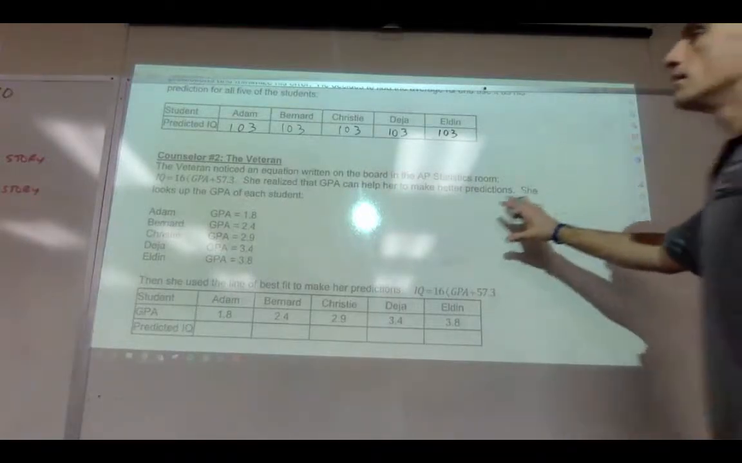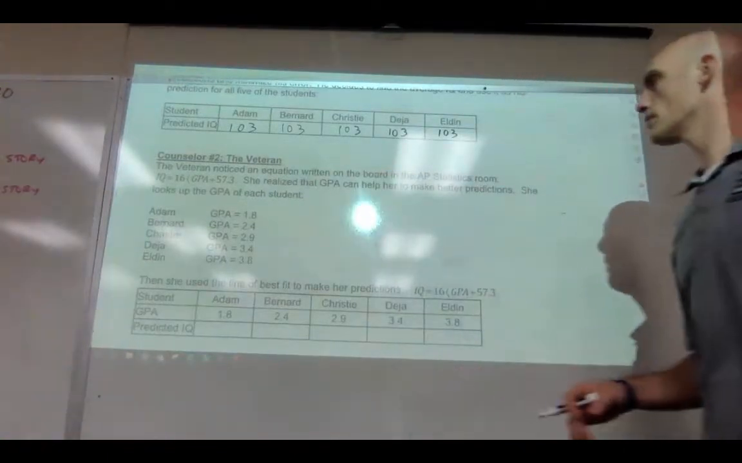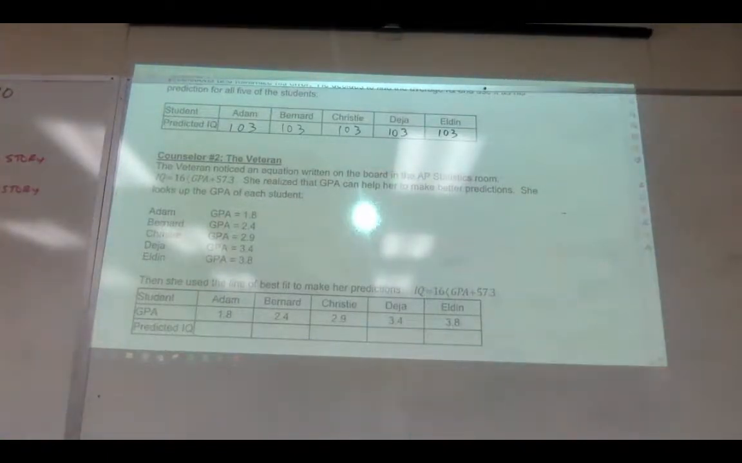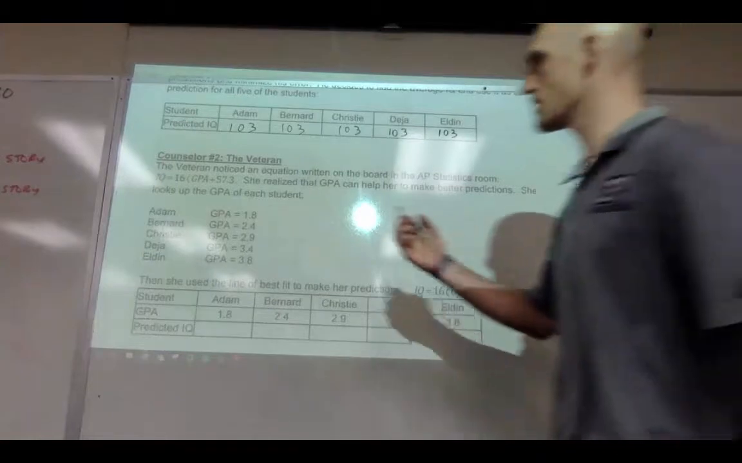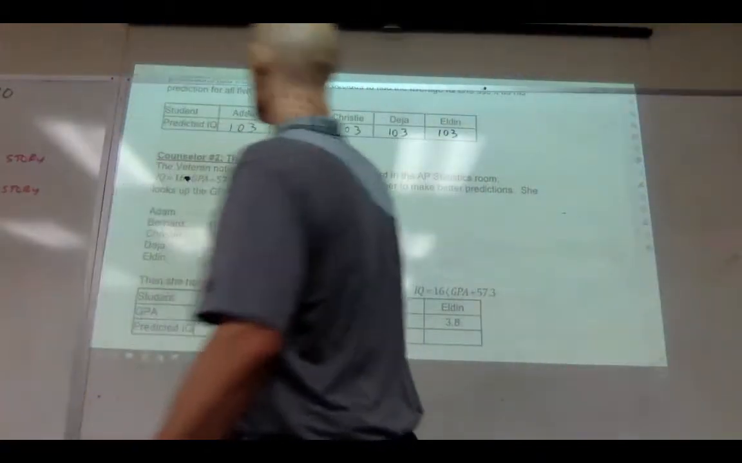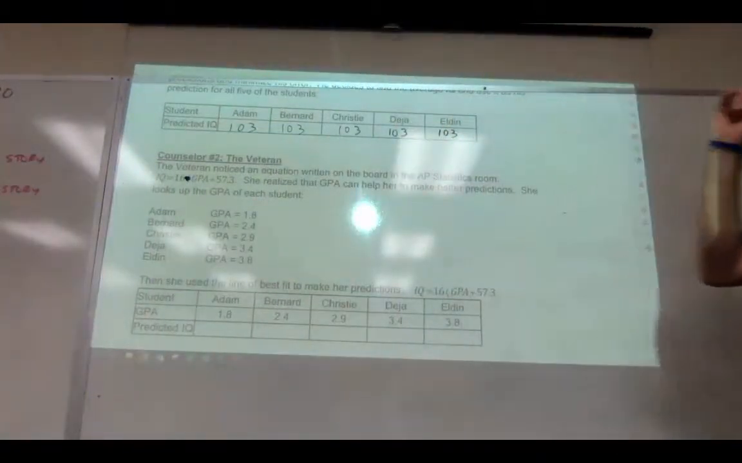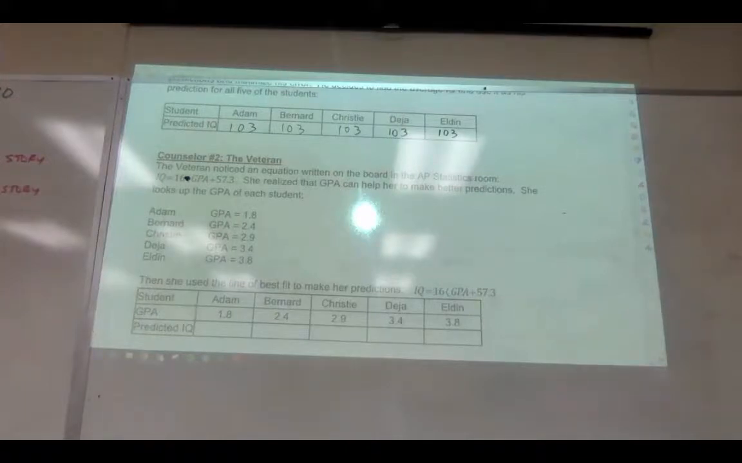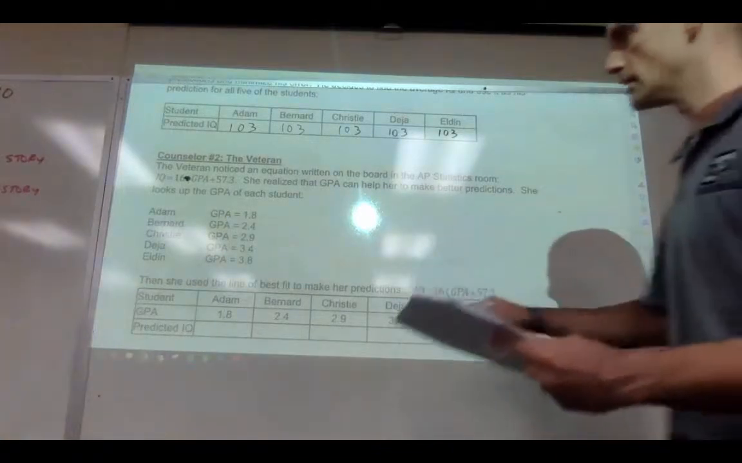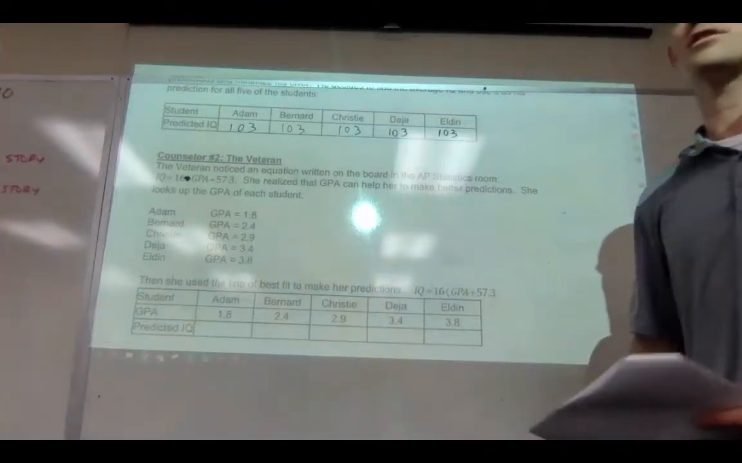Now, the veteran noticed the equation written on the board in the AP statistics room. IQ is equal to 16 times GPA plus 57.3. Realize that GPA can help her make better predictions. So she takes their GPA and plugs it into this formula. What did you get when you performed this formula using the line of best fit?